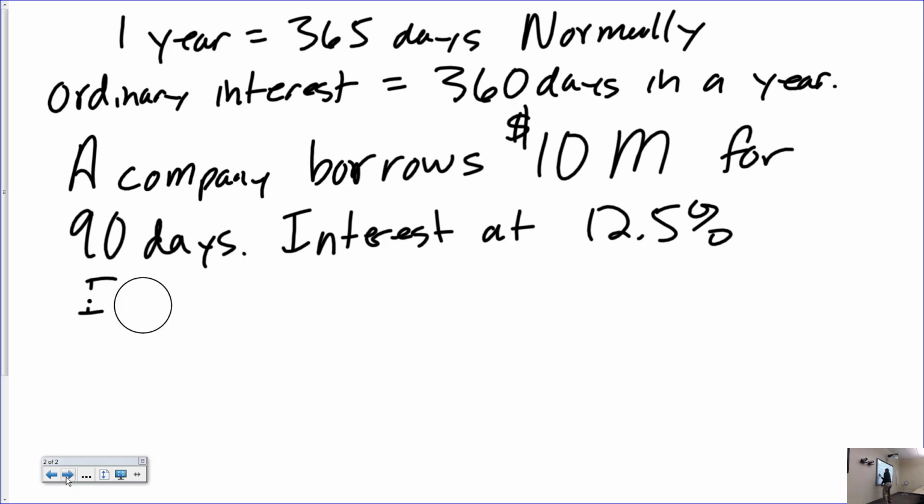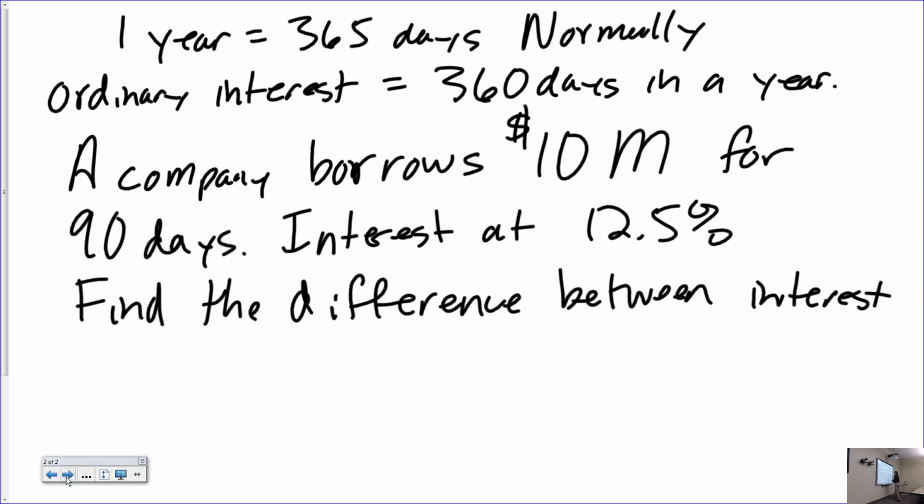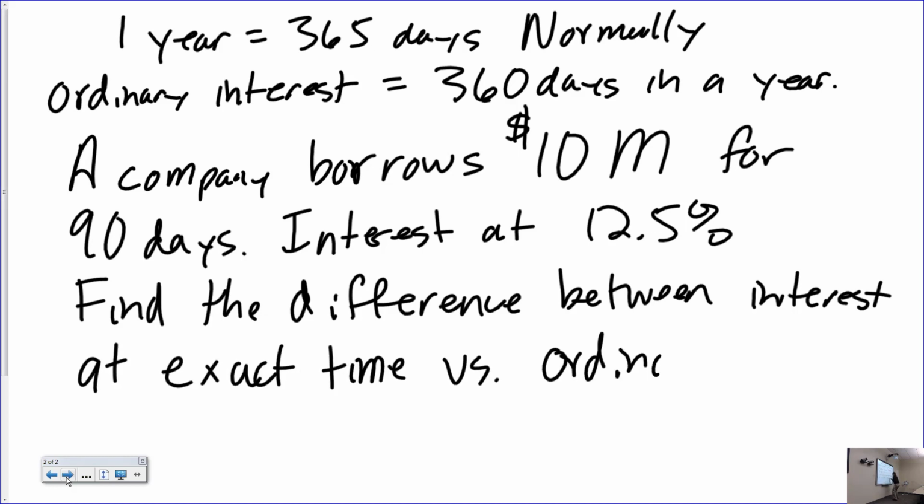And so what I want you to do is find the difference for $10 million in 90 days, between interest at exact time versus ordinary time. So what's the interest difference for this particular company?